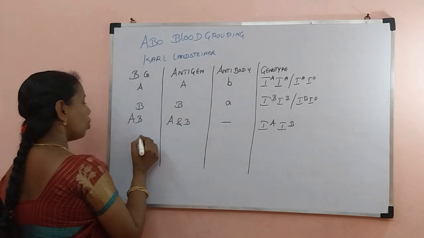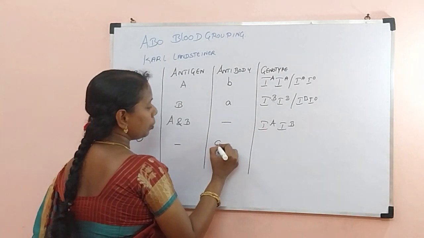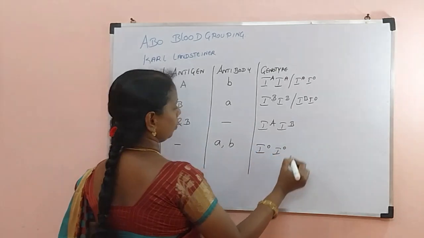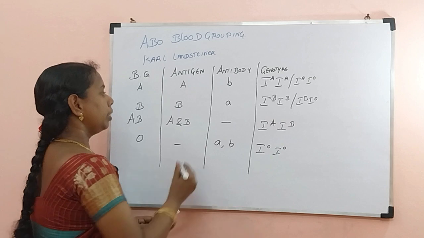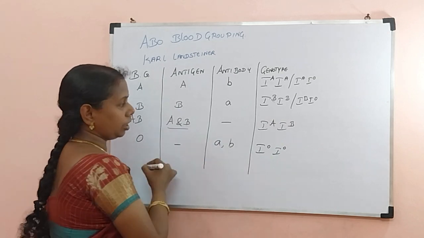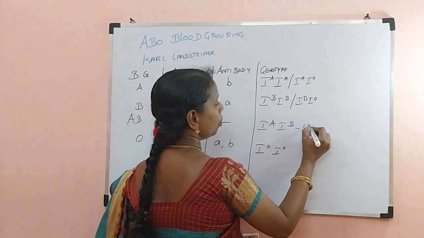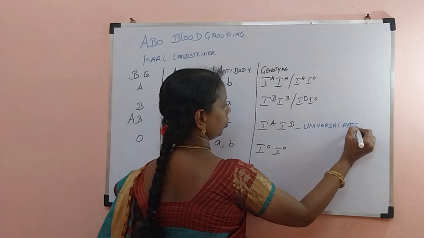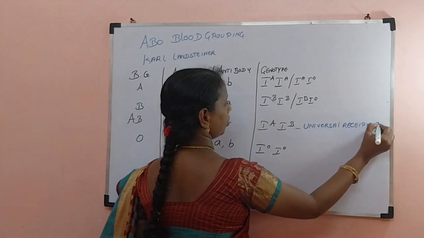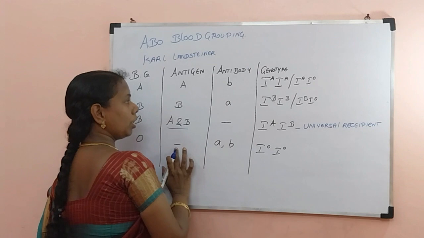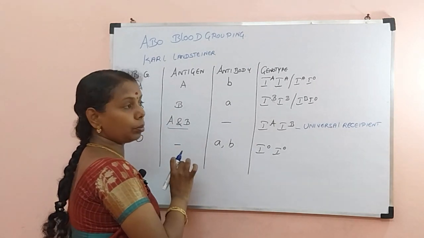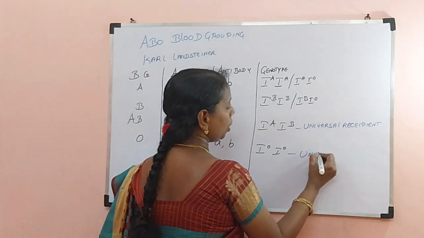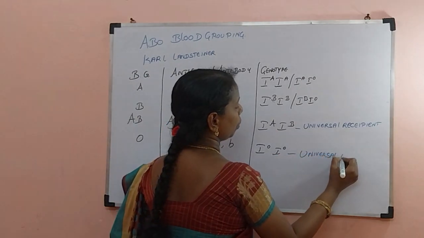IA-IB. In O blood group, there is no antigen but both the antibodies will be present, and the genotype will be IO-IO. As you know, AB has no antibody and only antigens, so they are considered to be universal recipients. And O has no antigen, so they can donate to any person of any blood group. They are considered to be universal donors.